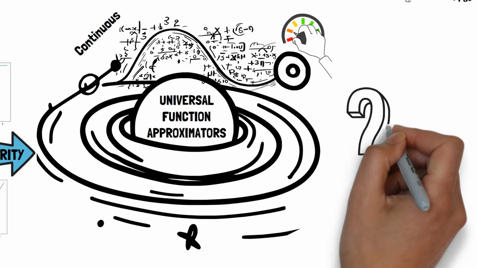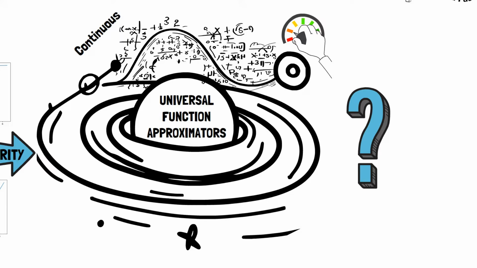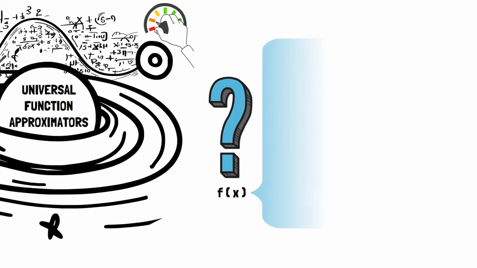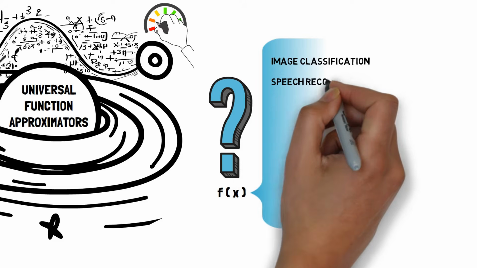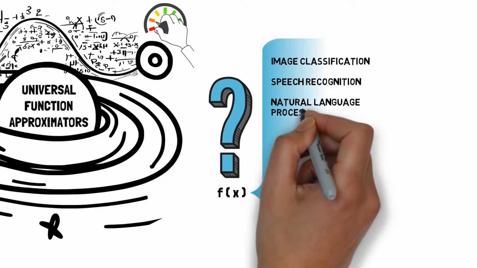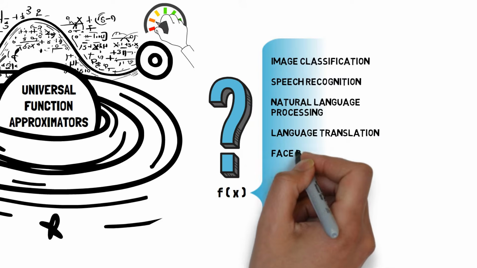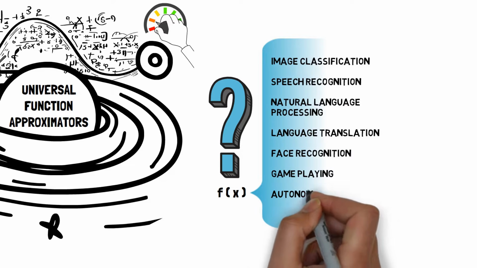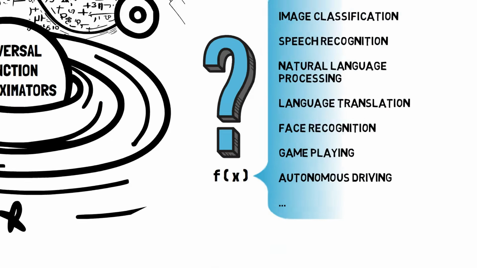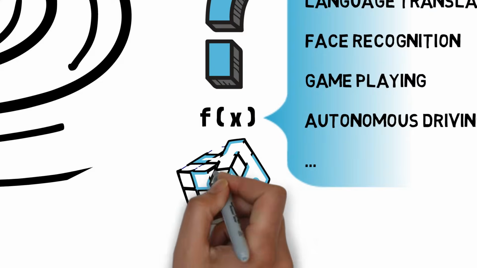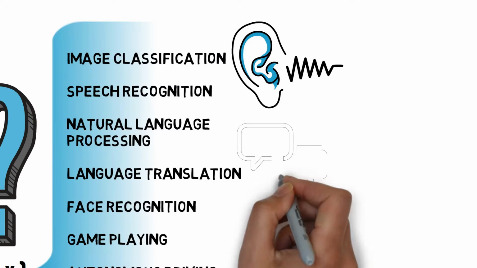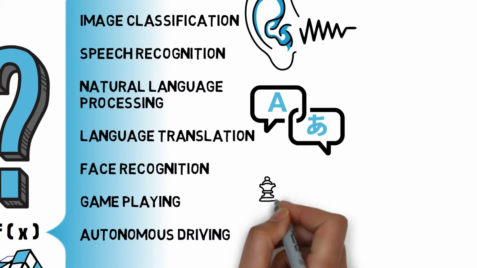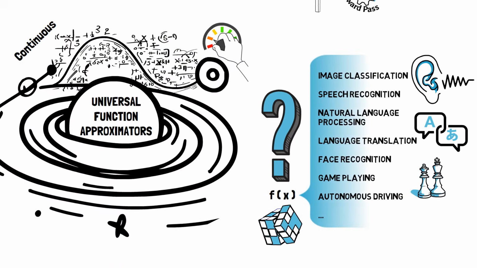So why is this capability of MLPs to approximate any function so useful? The answer lies in the vast range of applications it opens up. Since many real-world problems can be expressed as functions, the ability of an MLP to mimic those functions means that it can potentially solve or assist in solving those problems, whether it's recognizing your voice, translating languages, or even beating you at chess.